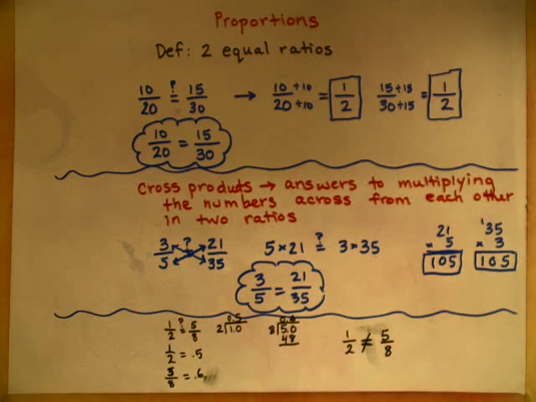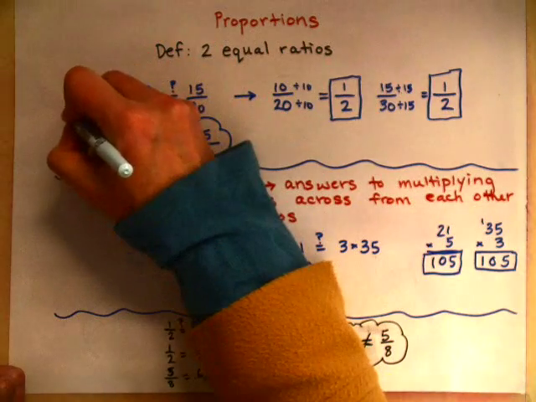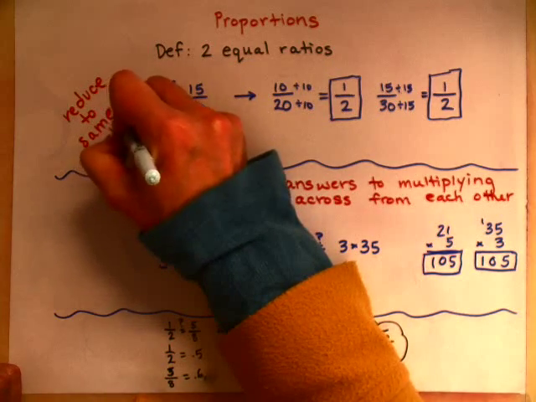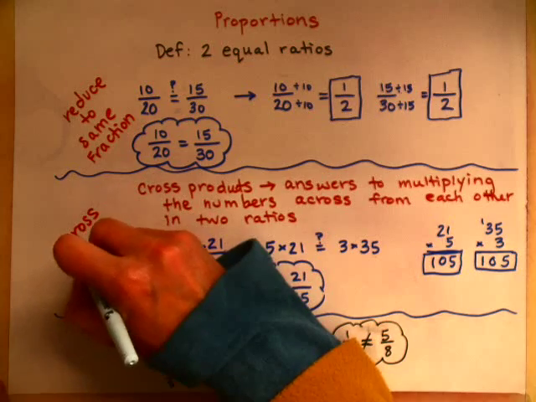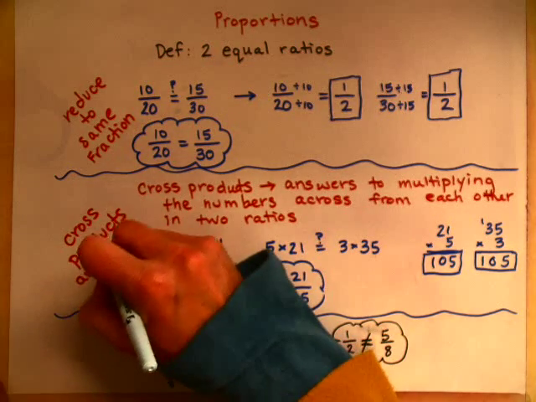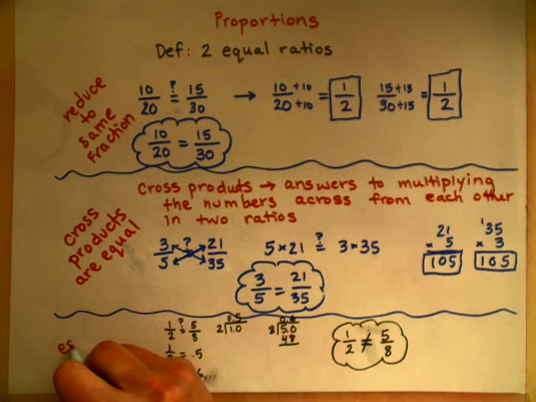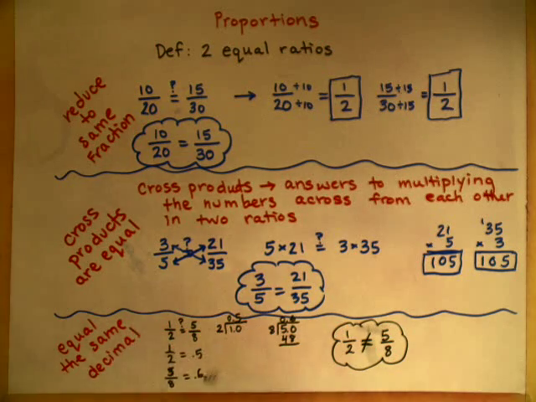So in this video, 3 ways to tell: they reduce to the same fraction, the cross products are equal, or they equal the same decimal, numerator divided by denominator.